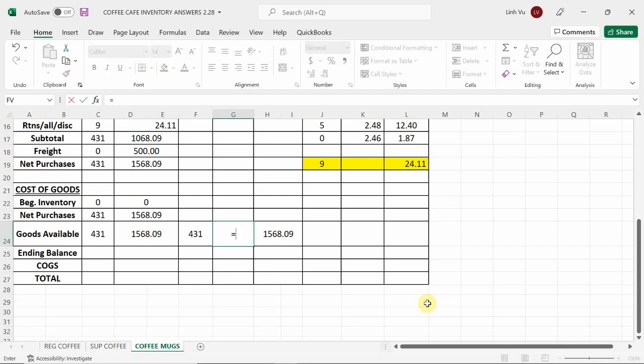So in this case, I'm going to take my 1568.09 and divide it by the 431 items that I have available. That means each item, each cup I sell, is going to cost me $3.63826.